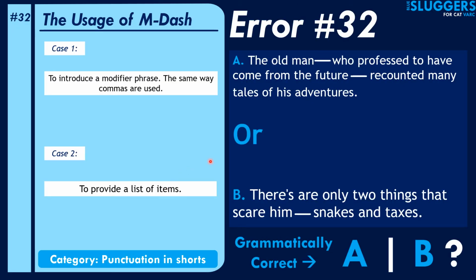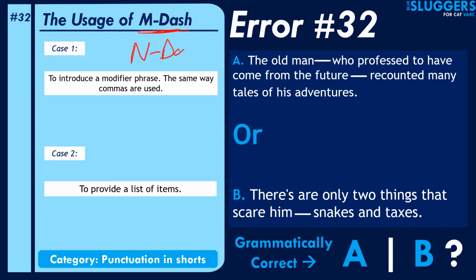So guys, in this installment of the series, we're going to consider a very simple usage. I think this is one of the easiest cases of punctuation errors: the usage of the M dash. Now there are two types of dashes. You have your M dash and then you also have something called your N dash.